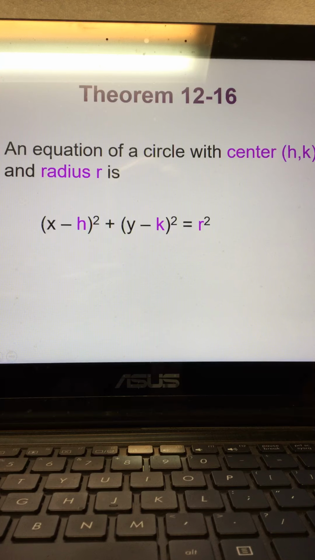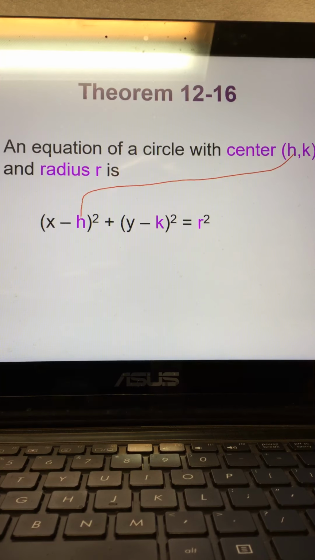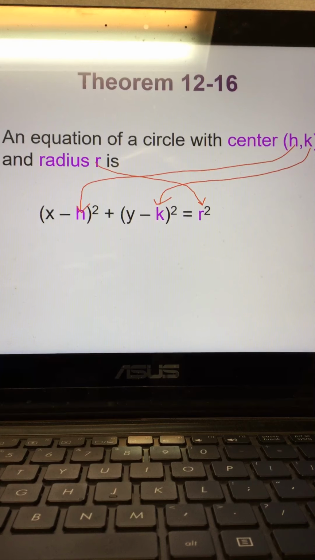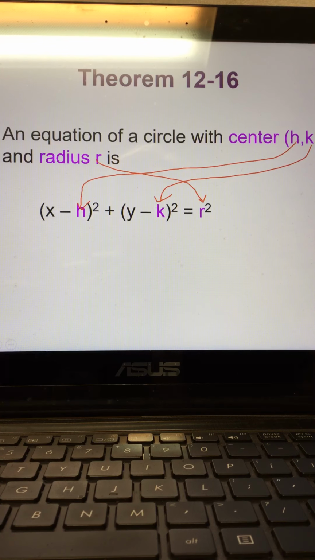So what we're going to be doing is taking this number from right here and plugging it in, taking this number and plugging it in, and the radius would go into here. These will be numbers that plug into this equation so that we can produce a unique equation for any circle that we would be talking about. All right, so we're writing a standard equation of a circle.